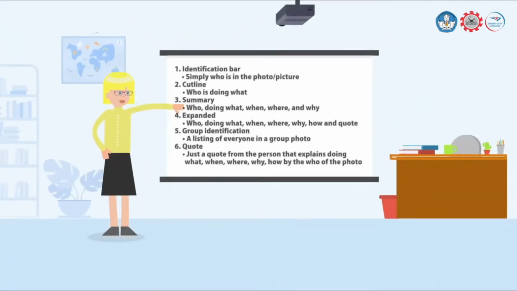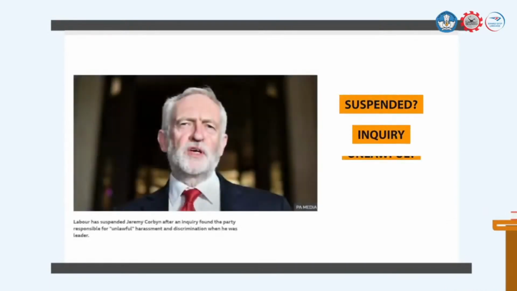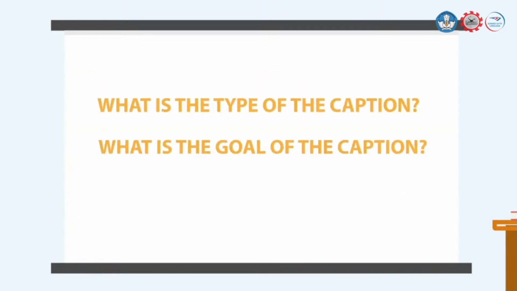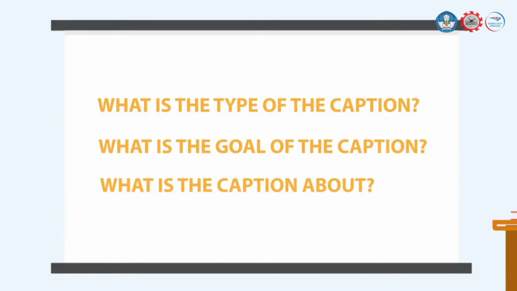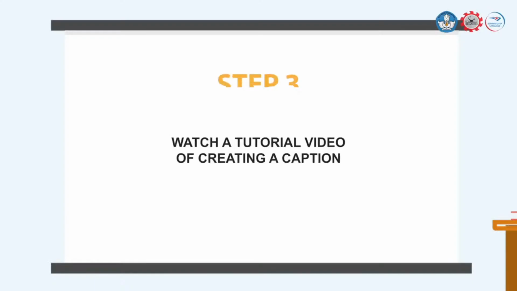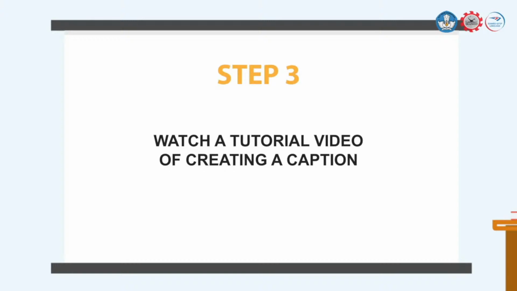The teacher assigns students to read some of the definitions of the types of caption. After that, the teacher assigns students to identify vocabularies written in the caption. Next, the teacher asks students a few questions related to the presented caption. The third step is to watch a tutorial video of creating a caption.